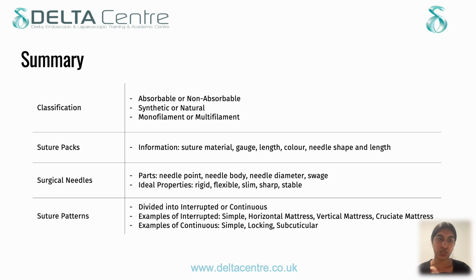And then lastly, suture patterns. These can be divided into interrupted or continuous. Examples of interrupted include simple, horizontal mattress, vertical mattress, and cruciate mattress. Whereas examples of continuous include simple, locking, and subcuticular.